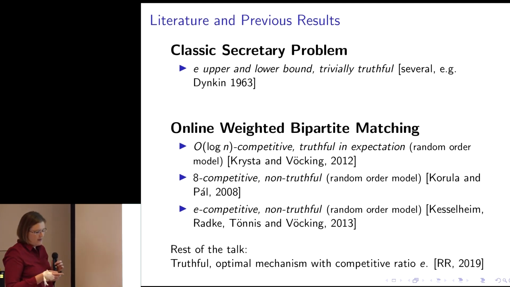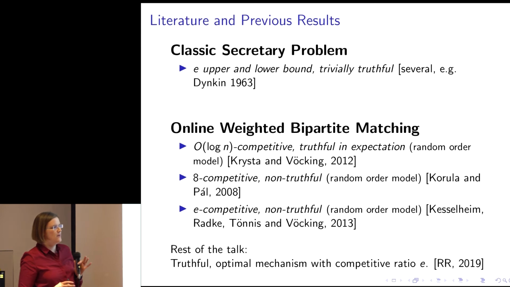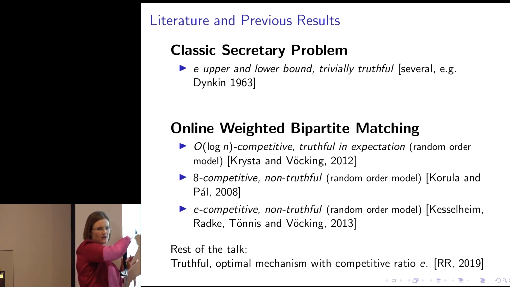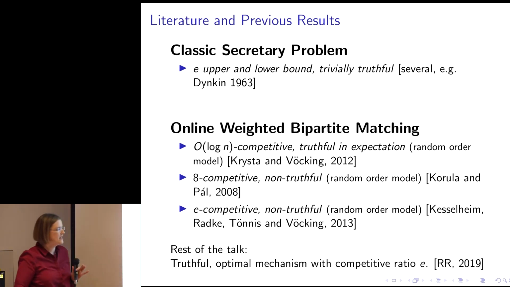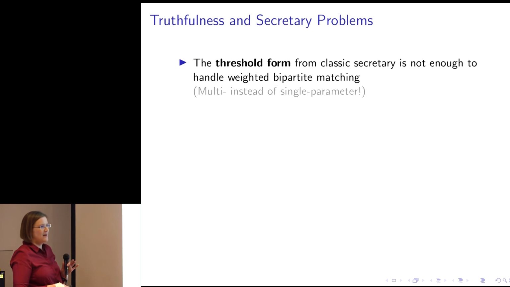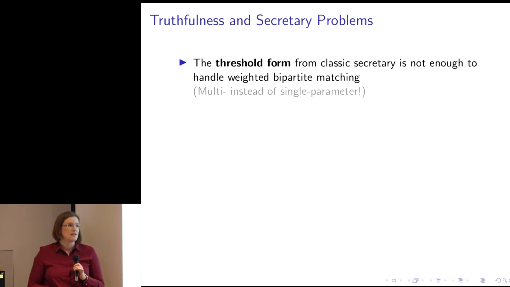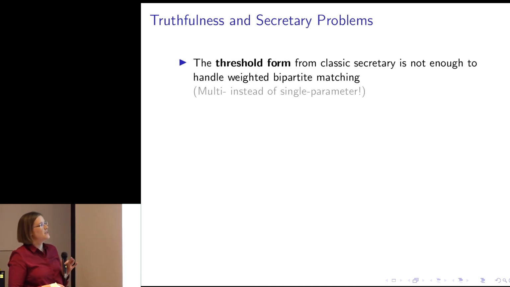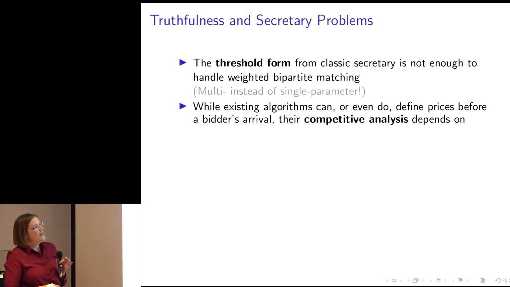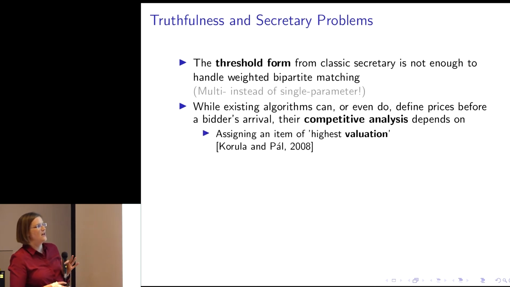Let me get a little bit more into this. The best truthful result known was actually logarithmic in the number of bidders, so not that great, and it also had a weaker notion of truthfulness. There seems to be a problem here. We all thought it might be an actual gap. So this is why: we don't have a single threshold anymore because this is a multi-parameter problem. And the existing algorithms' analysis, as I said, depends on things that make truthfulness hard to achieve.